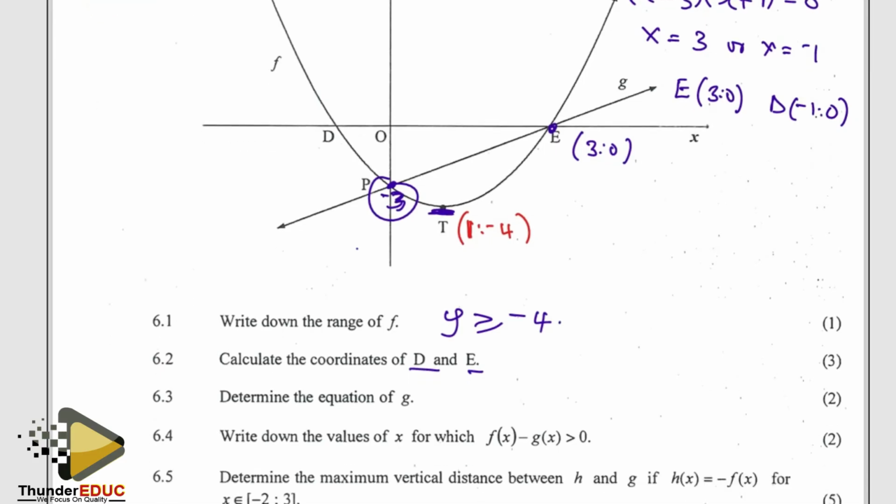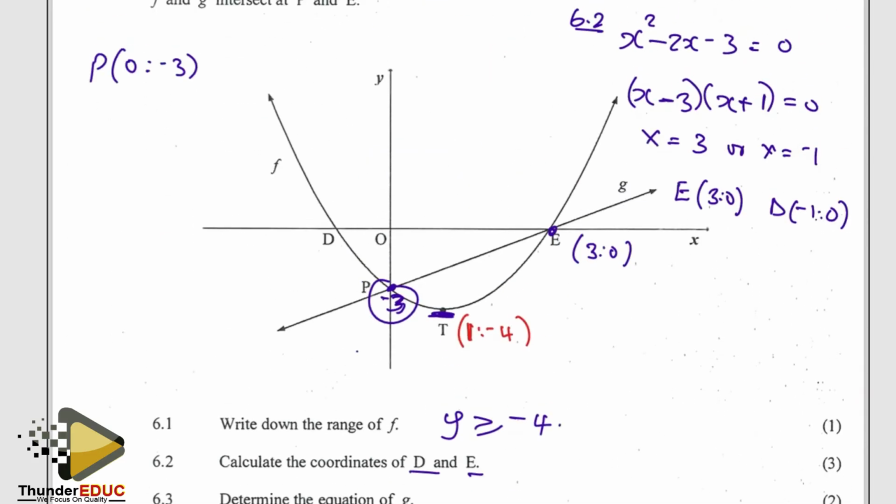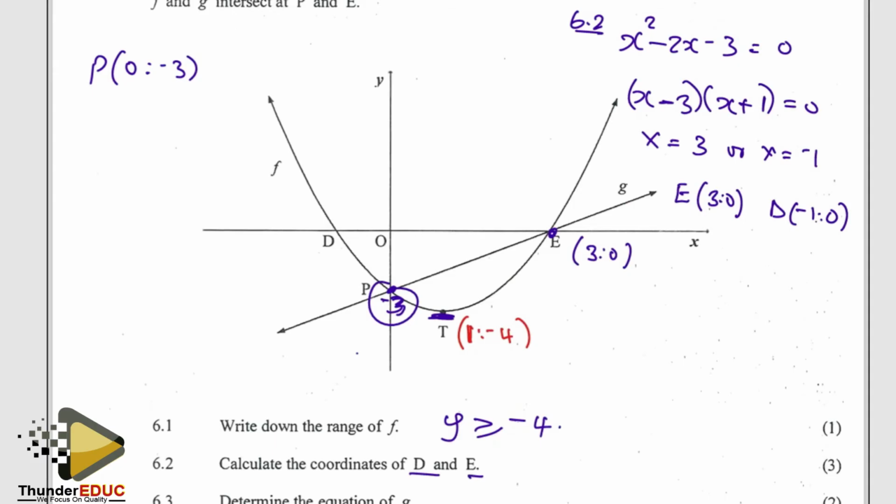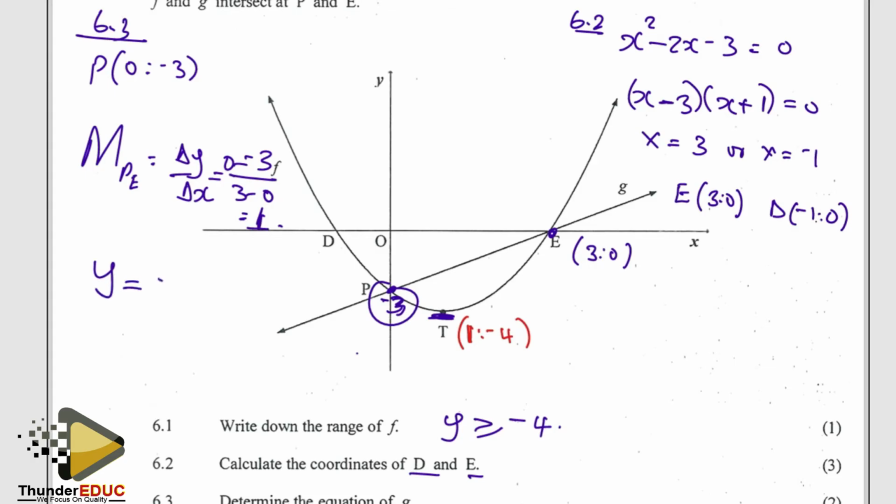Okay, so step number 1, when you're getting the equation of a line, we need to find the gradient. So I'm going to say the gradient of PE is change in y over change in x. This is question 6.3. Okay, so our change in y, I'm going to say 0 minus -3 over 3 minus 0. So I'm getting a gradient of 1. So which means my equation is y is equal to just plain x minus 3. I already have the y-intercept.